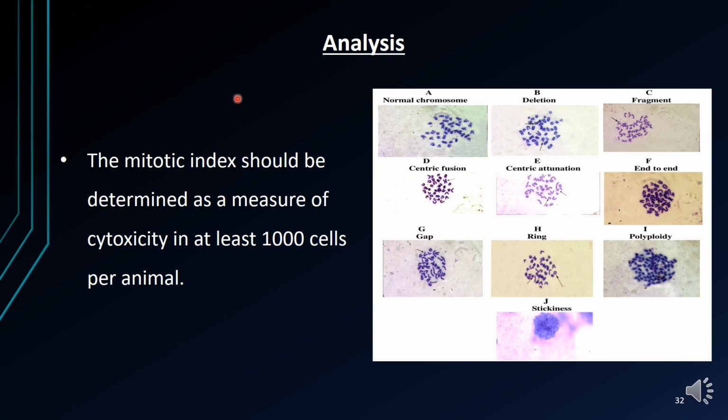So at the end, analysis would be done. Mitotic index should be determined as a measure of cytotoxicity in at least 1000 cells per minute.